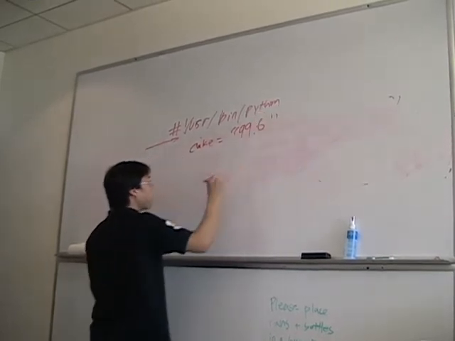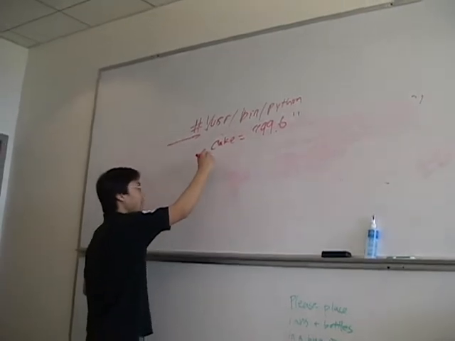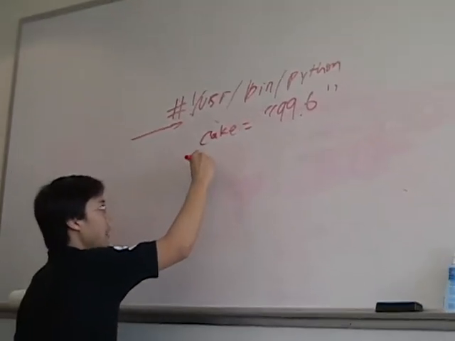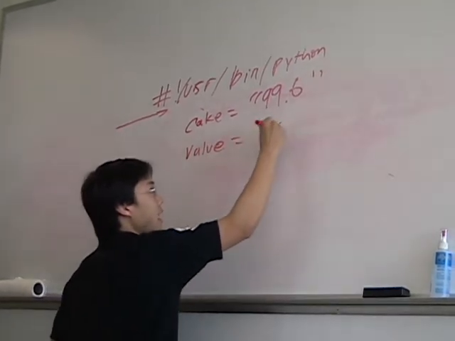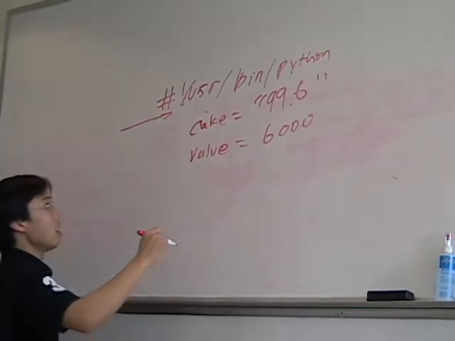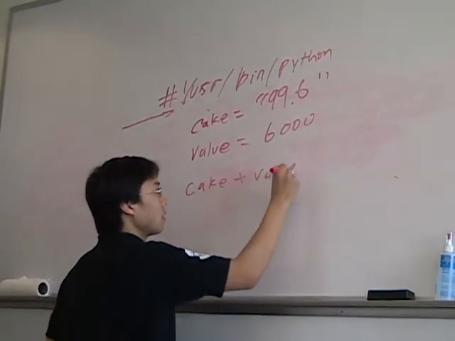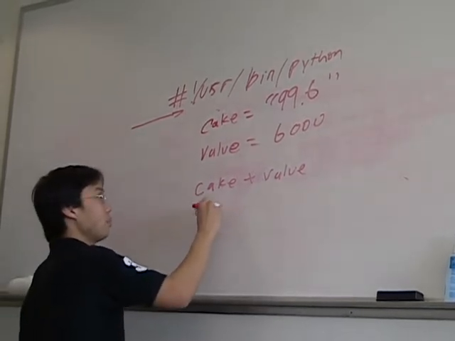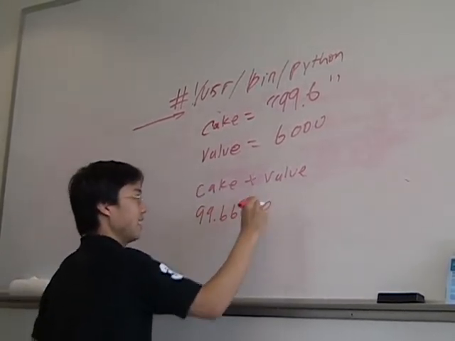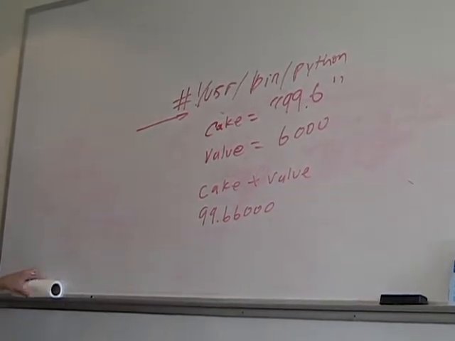99.6. Okay, now I have a value. I have something called value is equal to 6,000. All right. If I do this, cake plus value, it's actually going to be really horrible. It's going to be 99.6, 6,000, which kind of sucks. That's not what I wanted.